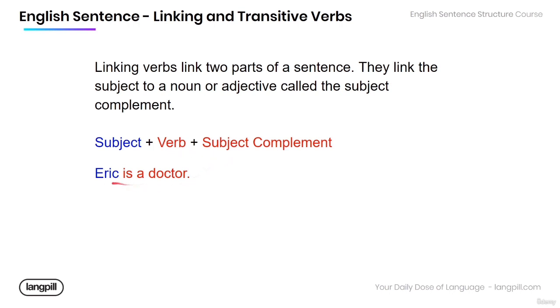And here's our example sentence: Eric is a doctor, right? So here we're using a linking verb. There's no action. So we're not putting any action on this word here, a doctor, right? Eric is a doctor. This is a linking verb sentence.